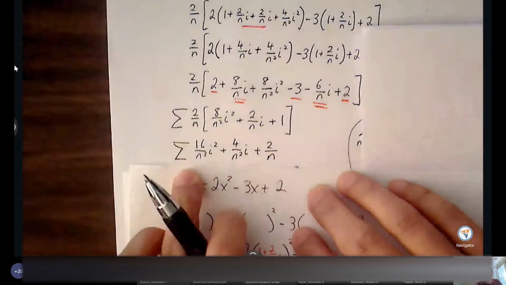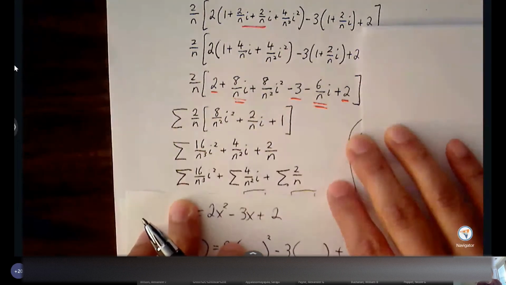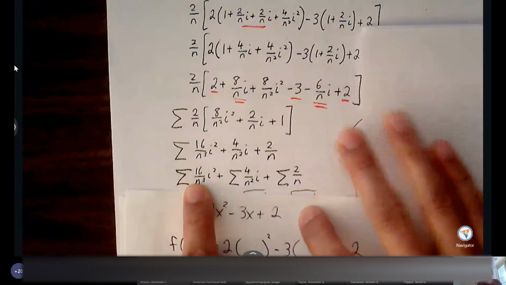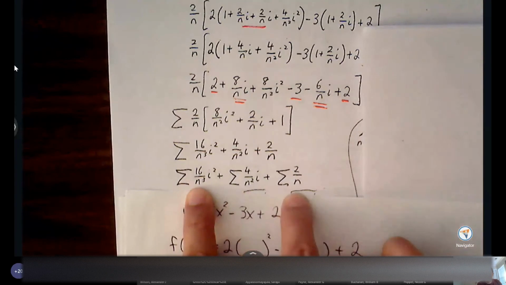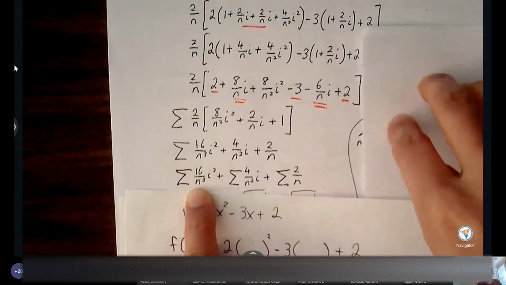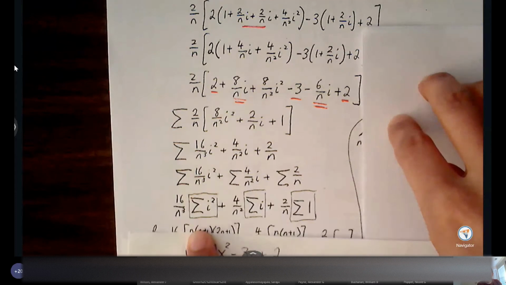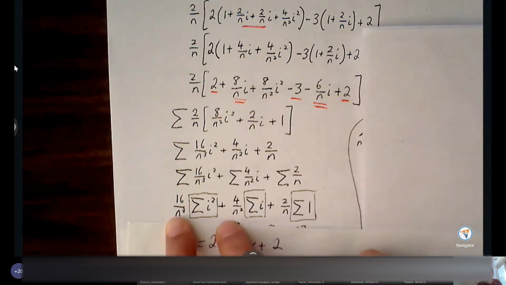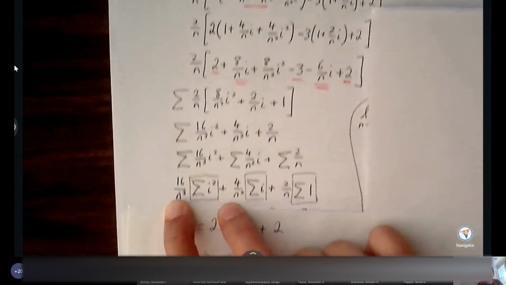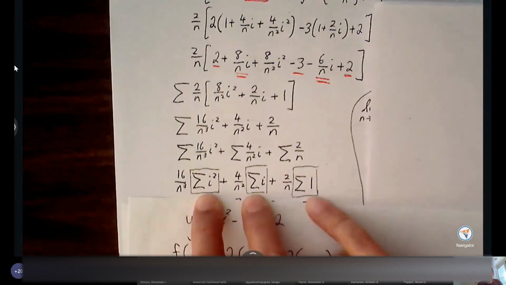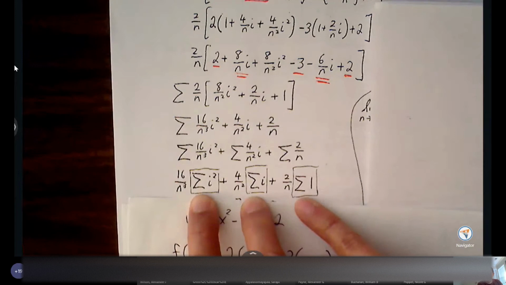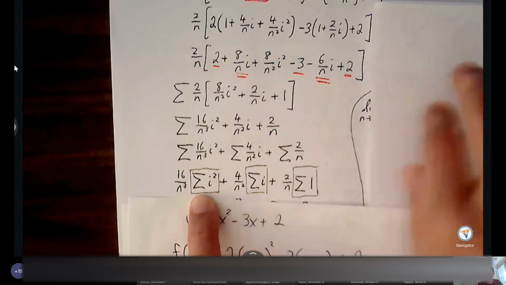So I have summation of each of these terms. And as I do that, I can also begin pushing out all my coefficients out in front. And as I push my coefficients out in front, it helps me see the parts that I want to replace. Summation i squared, I'll replace that with a rule. Summation i, I'll replace that with a rule. Summation 1, I have a rule for that as well.